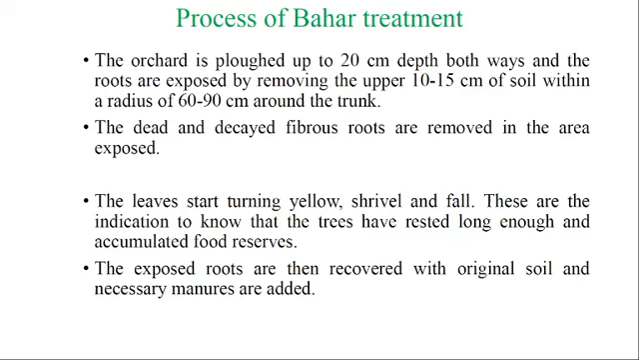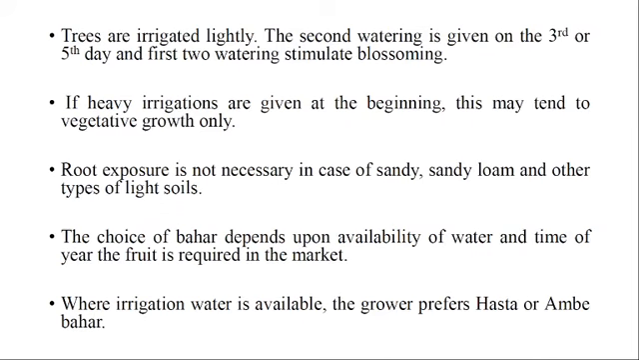When we remove the fibrous root system and the upper layer of the soil, the leaves automatically start turning yellow, shrivel and fall down. This is the indication that the trees have rested long enough and accumulated food reserves. With the help of that, they reserve food in their body, and the exposed roots are then recovered with the original soil and necessary manures are added. After a few days, again the exposed root system is recovered with the original soil. If necessary, manures are added, and these trees are irrigated lightly at first.